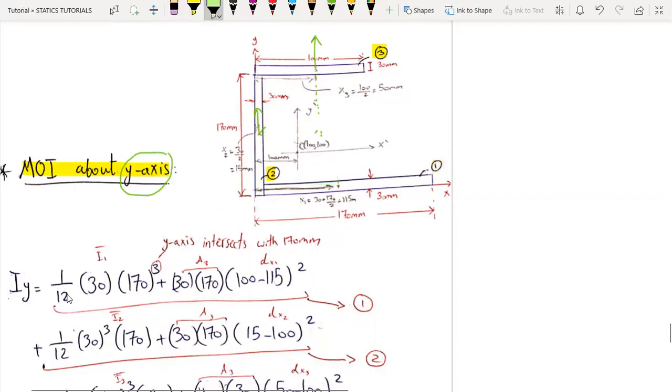So starting with segment number 1, here we have what? 1 over 12, because it's a rectangular shape. Now the y-axis is intersecting which dimension? Here the y-axis is intersecting 170. So 170 cubed multiplied by 30, which is the other dimension. And the area will be 30 multiplied by 170.